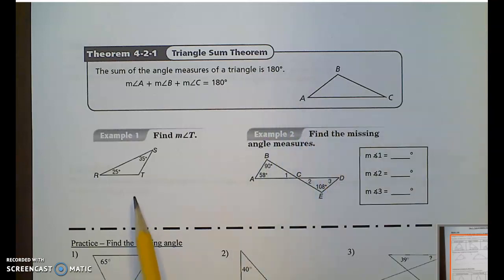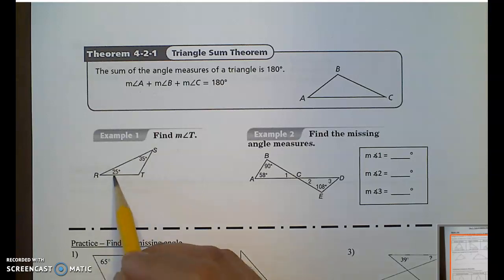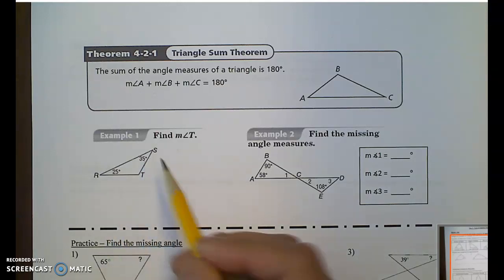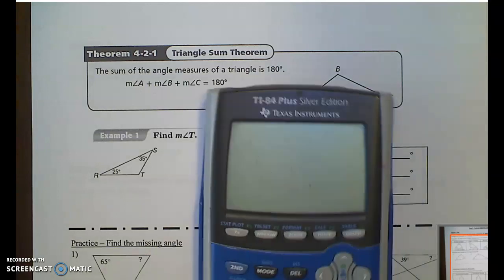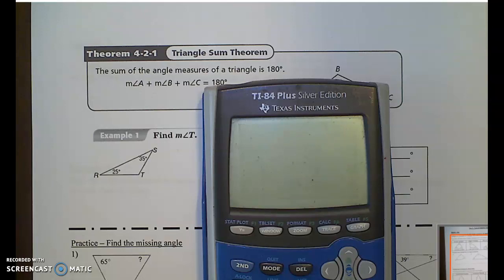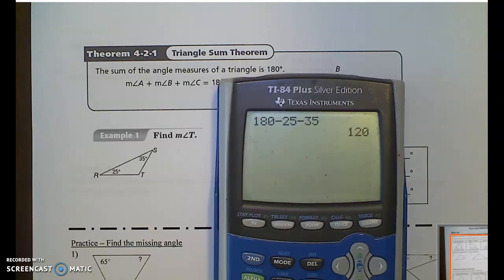When we're looking at problems like this one, since one angle measures 25 and the other measures 35, we want to find the measure of that third angle. So we're going to take out our calculator here. If all three angles measure 180, to find that third angle, we're going to start with 180 degrees, subtract 25, subtract 35, and what we're left with is 120. So that third angle has to measure 120.